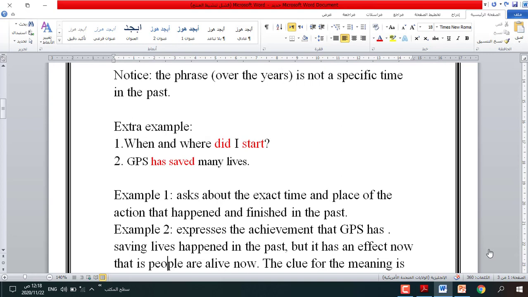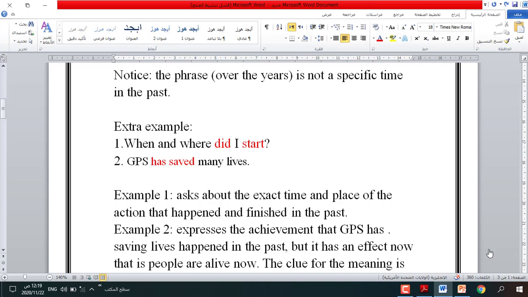Another example to confirm this difference. This example is from your book. Number 1, when and where did I start? Number 2, GPS has saved many lives. In example number 1, as you can see, it asks about the exact time and place of the action that happened and finished in the past. When and where. So of course this verb, which is start, has a specific time in the past. So that's why the writer used the past simple in this question.